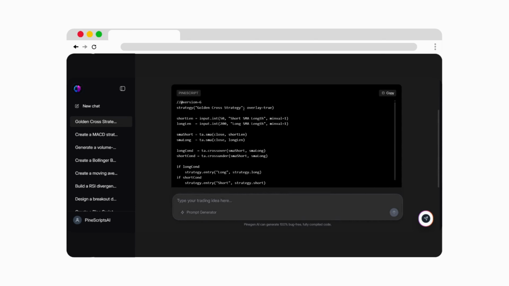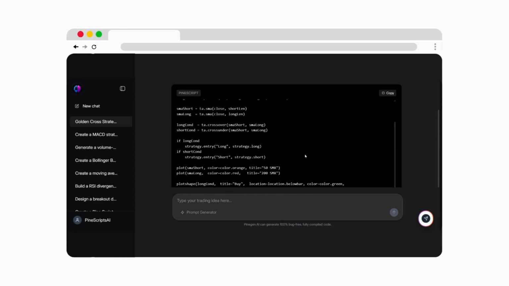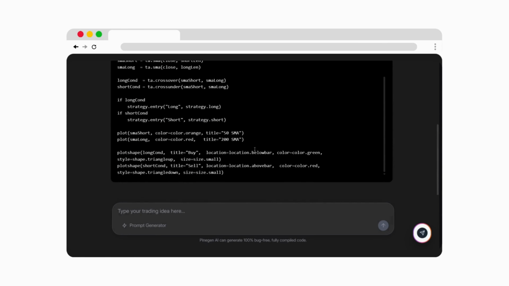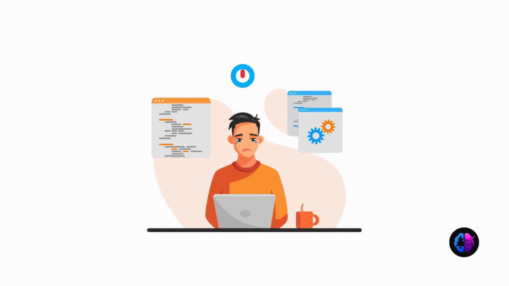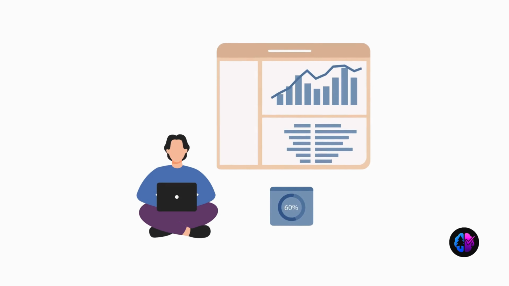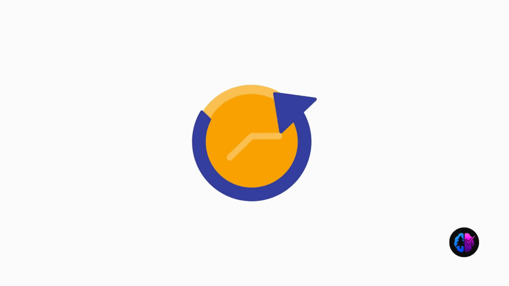Complete golden cross strategy with proper crossover detection, entry and exit logic, and chart visualization. Look at this professional code structure. It would take me an hour to write this manually. Let's go faster. Timer reset.